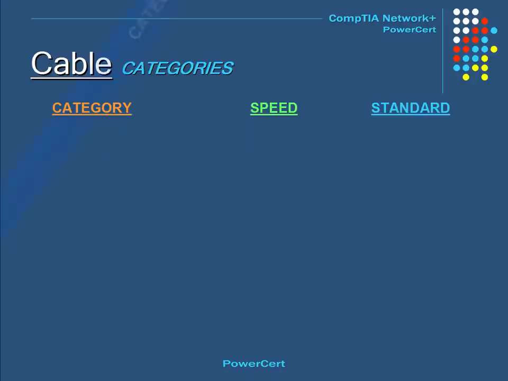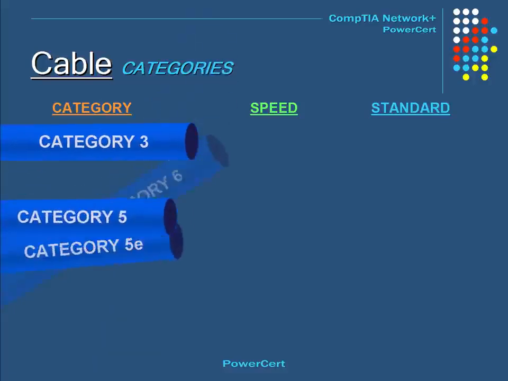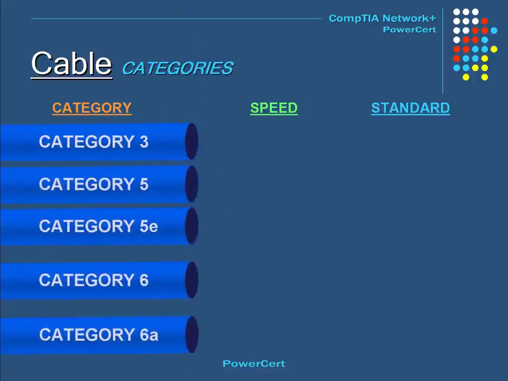Today, there are 5 different categories of twisted pair cables that you're going to need to know for the exam. The difference between these is the maximum speed they can handle without having any crosstalk. The numbers of these categories represent the tightness of the twists that are applied to the wires.